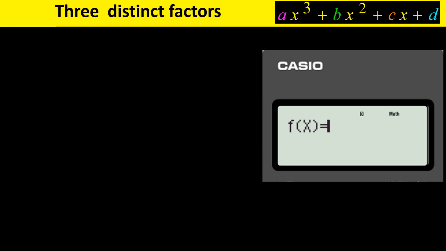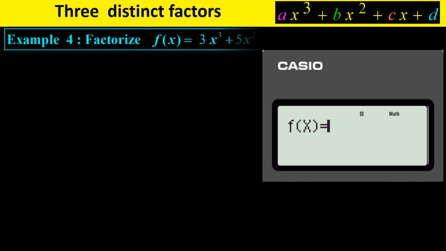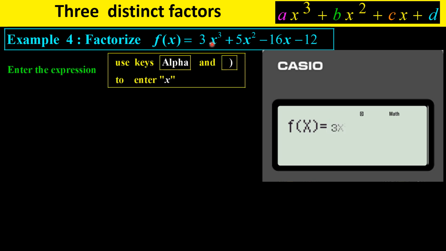Another example where the leading coefficient is not 1. Here we can see the leading coefficient is 3. So first of all, we enter our expression. There we've got our expression entered. Then we press that. Now we have to get our start.